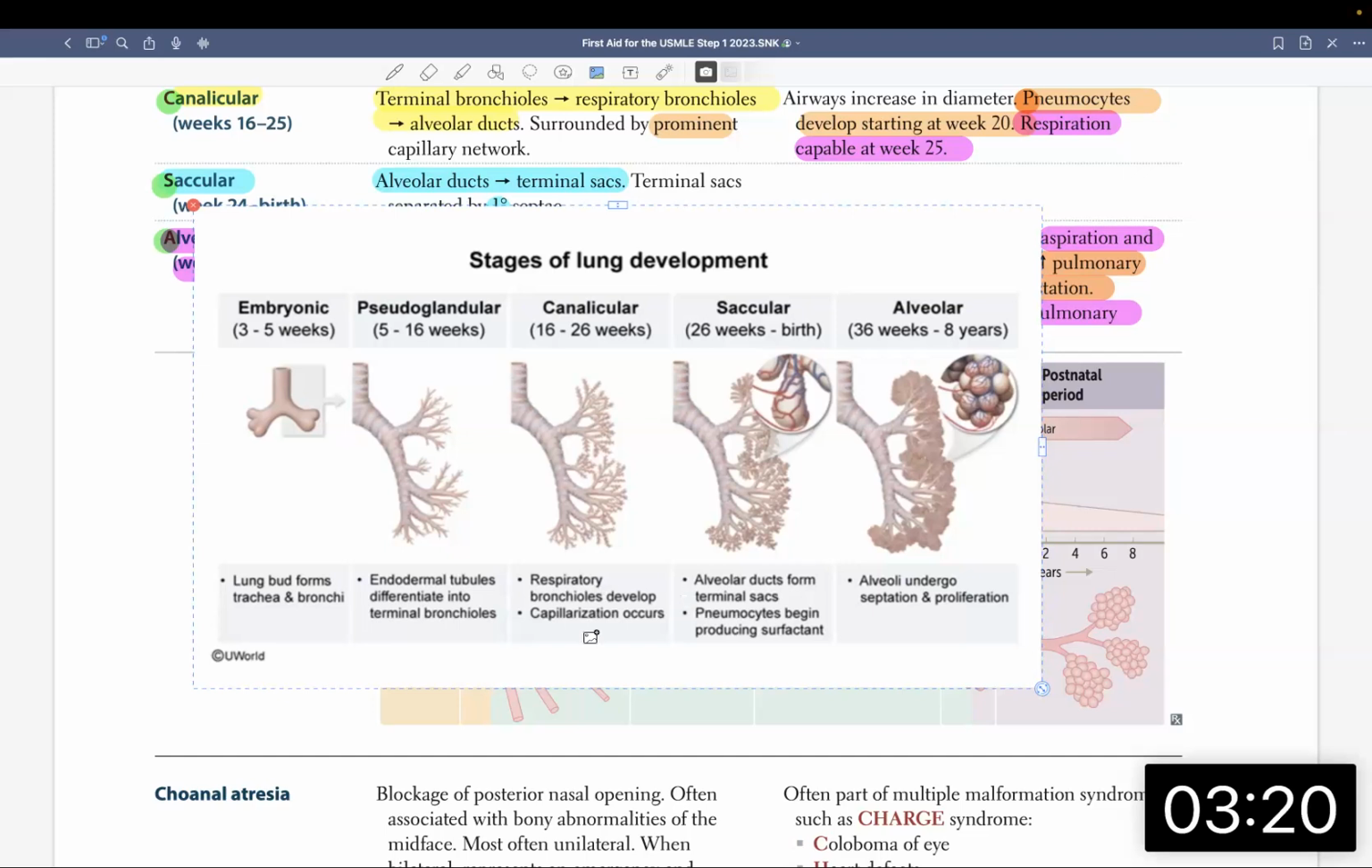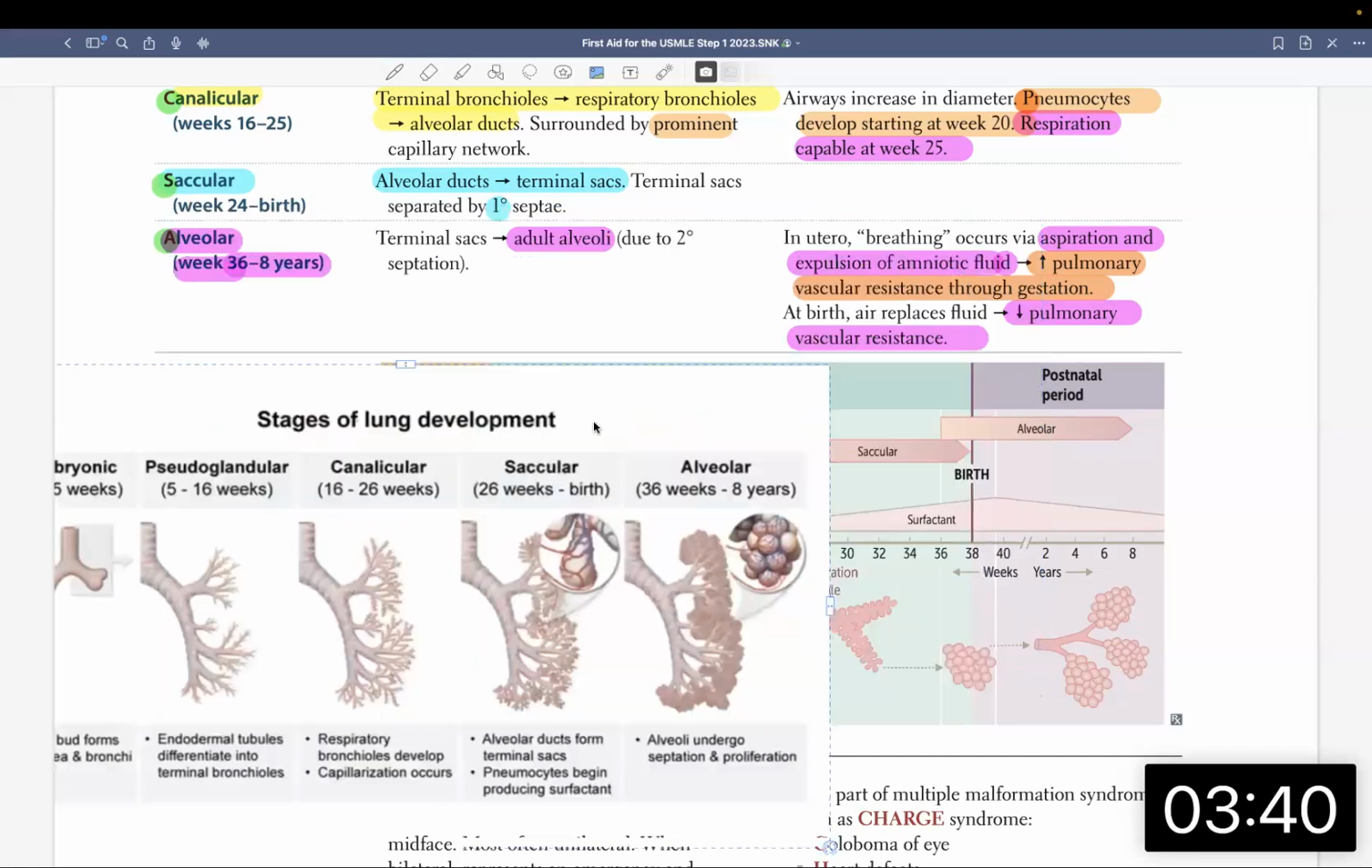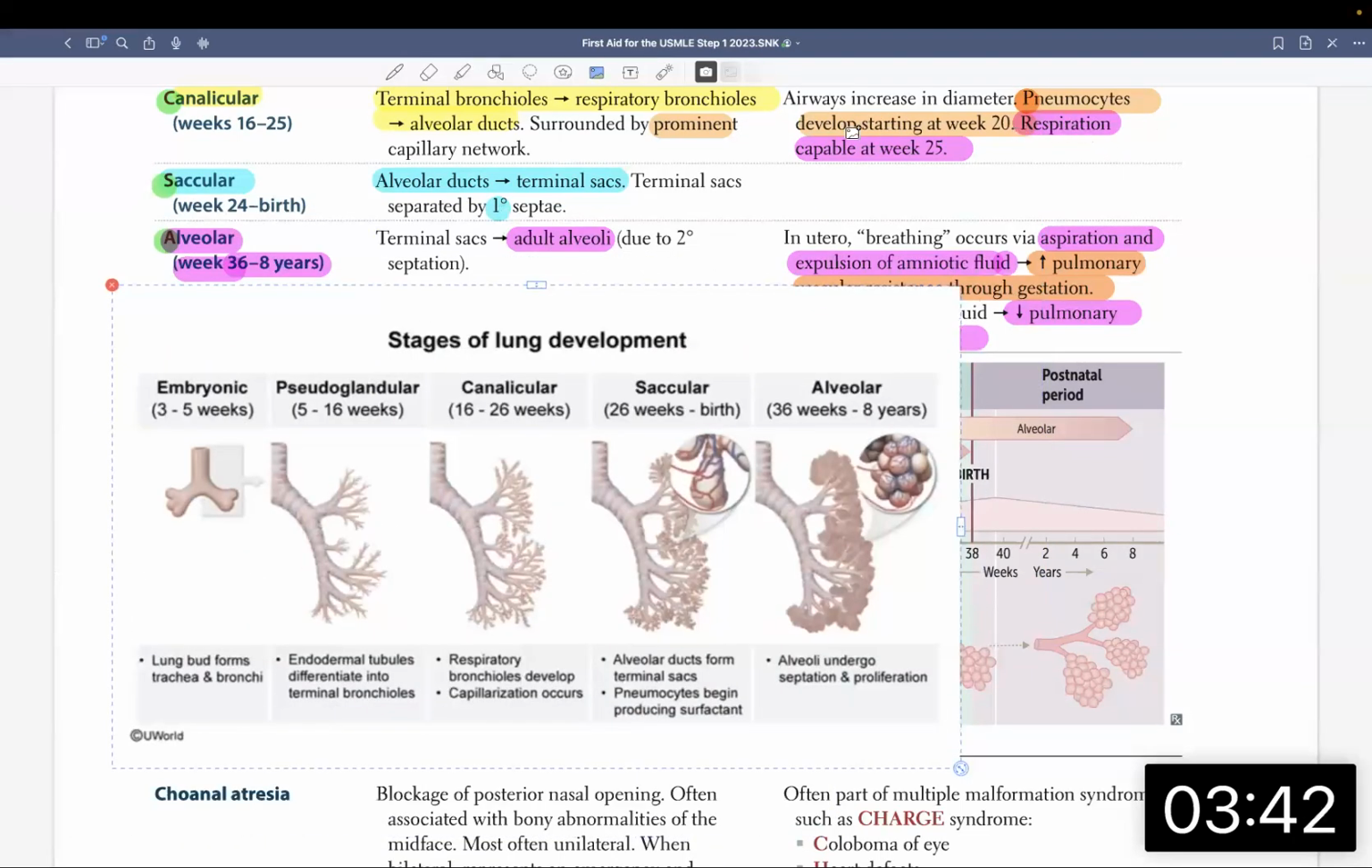Canalicular: respiratory bronchioles develop and capillarization occurs. Saccular is 26 weeks to birth. Alveolar ducts form terminal sacs. Pneumocytes begin producing surfactant in the saccular phase, which is 26 weeks to birth, so this is high yield. That's why respiration is capable at 25. So around 25 to 26 weeks is relatively okay.